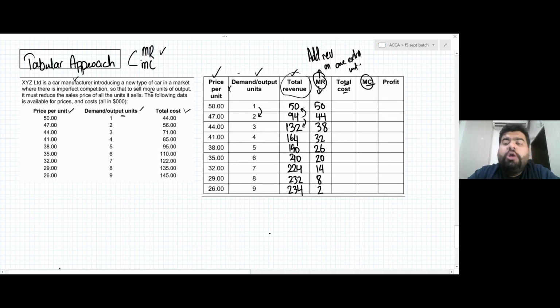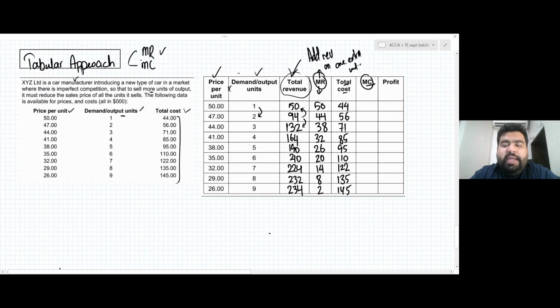For marginal cost, we have to write the total cost first. As we have written total revenue here to calculate marginal revenue, for marginal cost, write total cost. So total cost, these are given here. Just write it here, 44. This will be given in the question, obviously. 56, 71, 85, 95, 110, 122, 135, 145. These are the total cost.